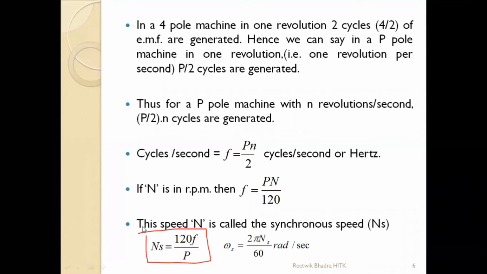So up to now, what we have understood is that my magnetic field is rotating in nature, and it is rotating at a speed of Ns equal to 120 F by P, where F is your supply frequency and P is the number of poles. Ns is your synchronous speed, or the rotational speed of your magnetic field. And if you want to convert this into rad per second, which you will require in problems, you have to do 2 pi Ns by 60. That will give you your omega s.